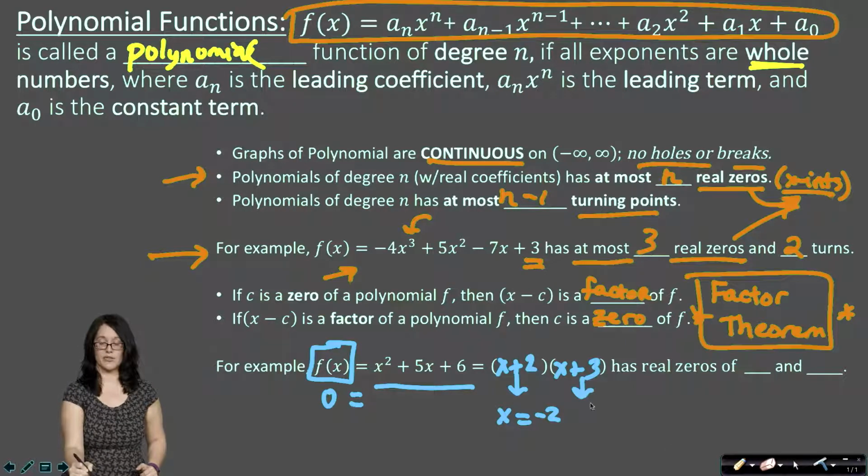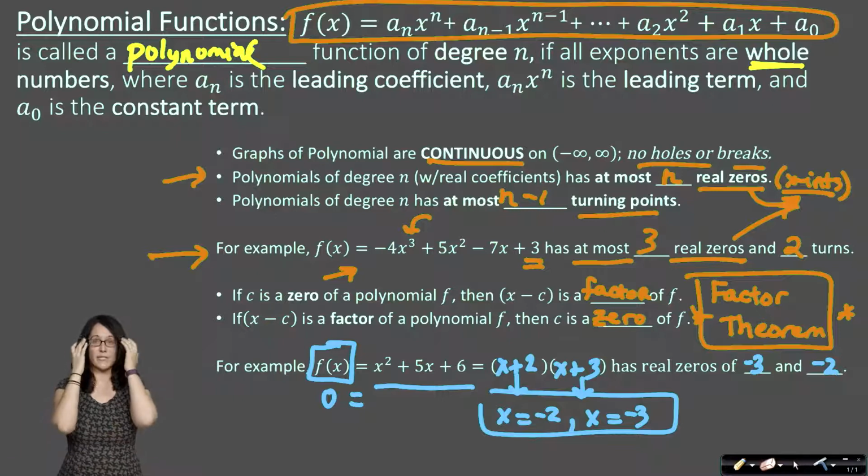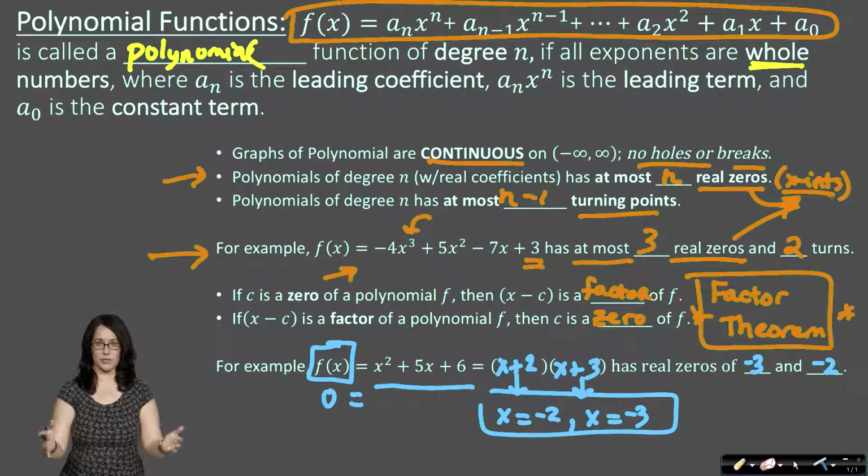Similarly, if x plus 3 turns out to be 0, x would have had to be negative 3. So I would say that my 2 x-intercepts for this polynomial function would have been negative 3 and negative 2. We usually write them small to large. All right, so that summarizes what we're trying to say in the factor theorem with this example.